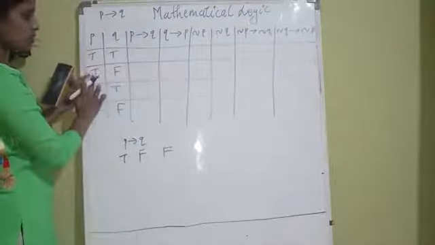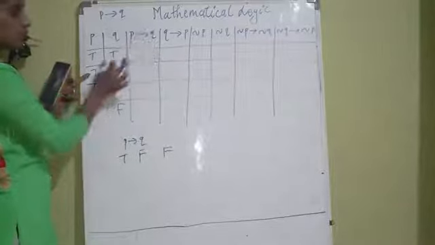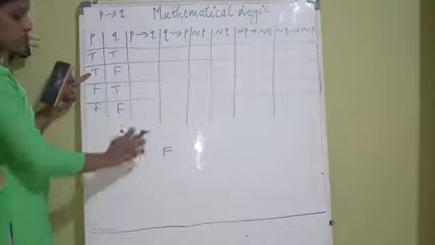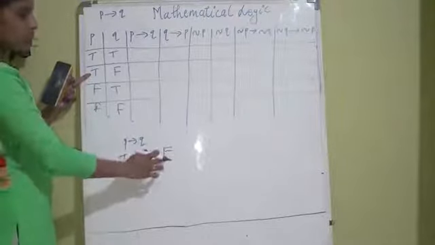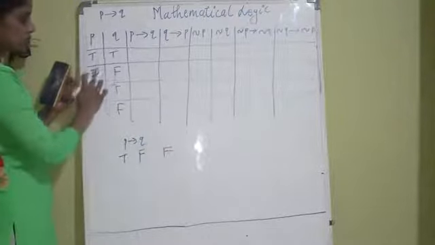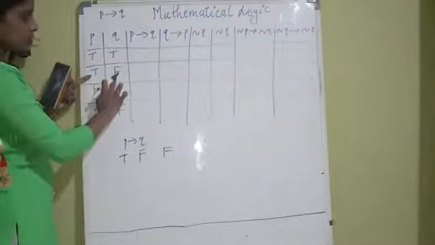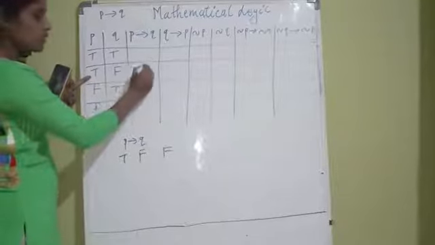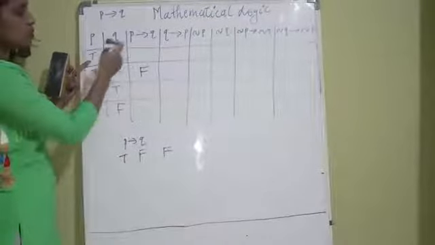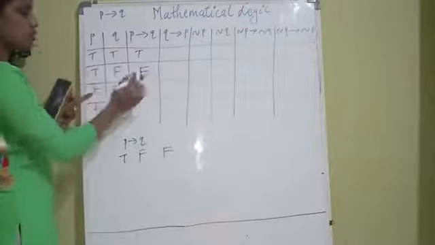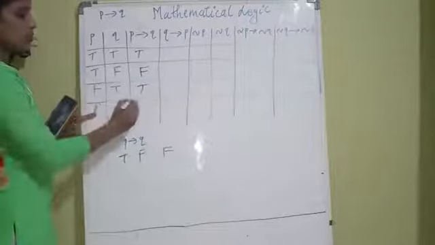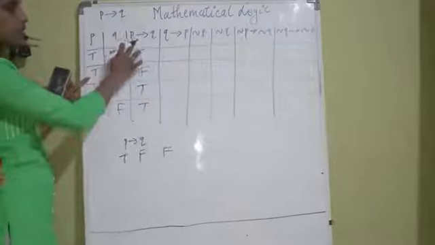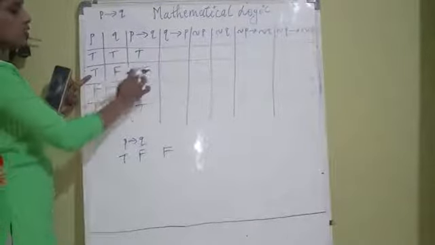First we have to see the P, then only we have to see the Q. So P should be true and Q should be false, then only P implies Q will be false. So P should be true, and Q here is false. So P implies Q is false. Next, true, true: remaining is true. Again false, true is also true. Again false, false is also true. Correct? Only which condition? P implies Q is false only for true, false.